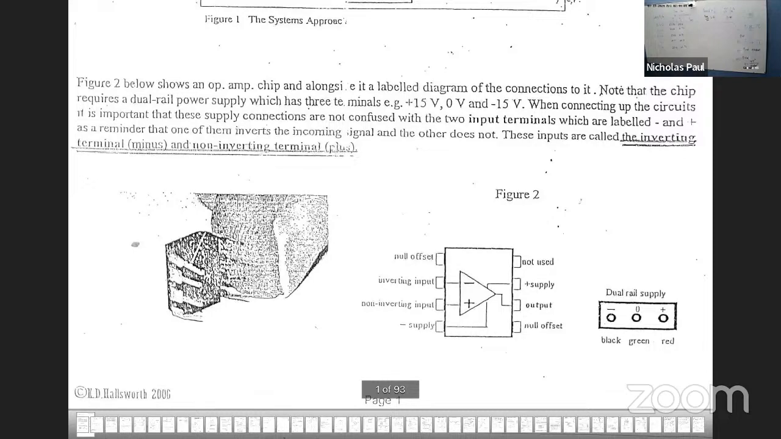Figure 2 below shows an op-amp chip. Alongside it is a labeled diagram of its connections. Note that the chip requires a dual rail power supply. So here's what it's saying. What you're going to see in our diagram is a rail. Within that rail, power is being supplied. But there are holes here, and you could connect at different points to get different values.